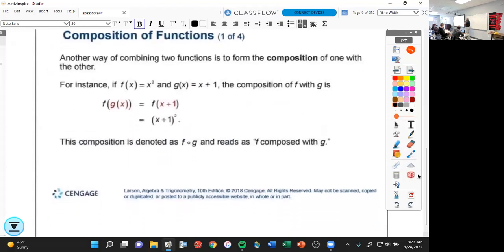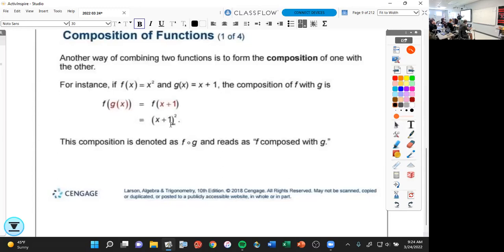Another way of combining two functions is to form the composition of one with the other. For instance, if f of x is x squared and g of x is x plus 1, the composition of f with g would be f of g of x. Notice that g of x is x plus 1, right? So if g of x is x plus 1, then f of g of x would be the same thing as saying f of x plus 1, meaning take the f function and anywhere you see an x, change it to x plus 1. That's all there is to it.